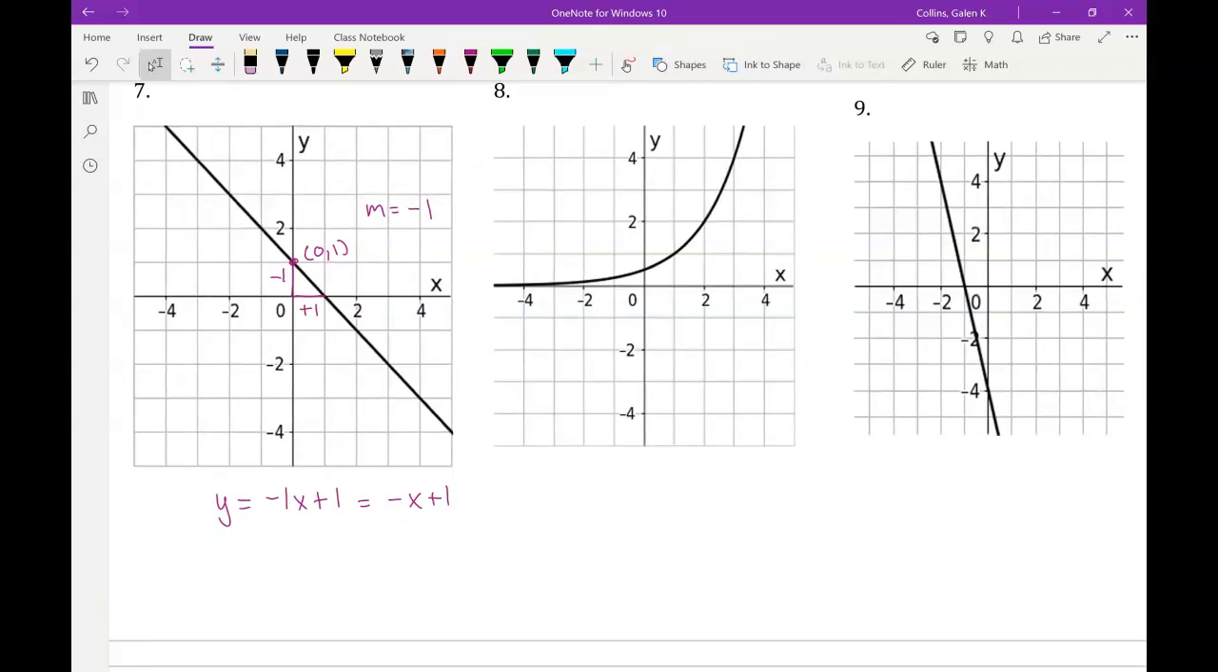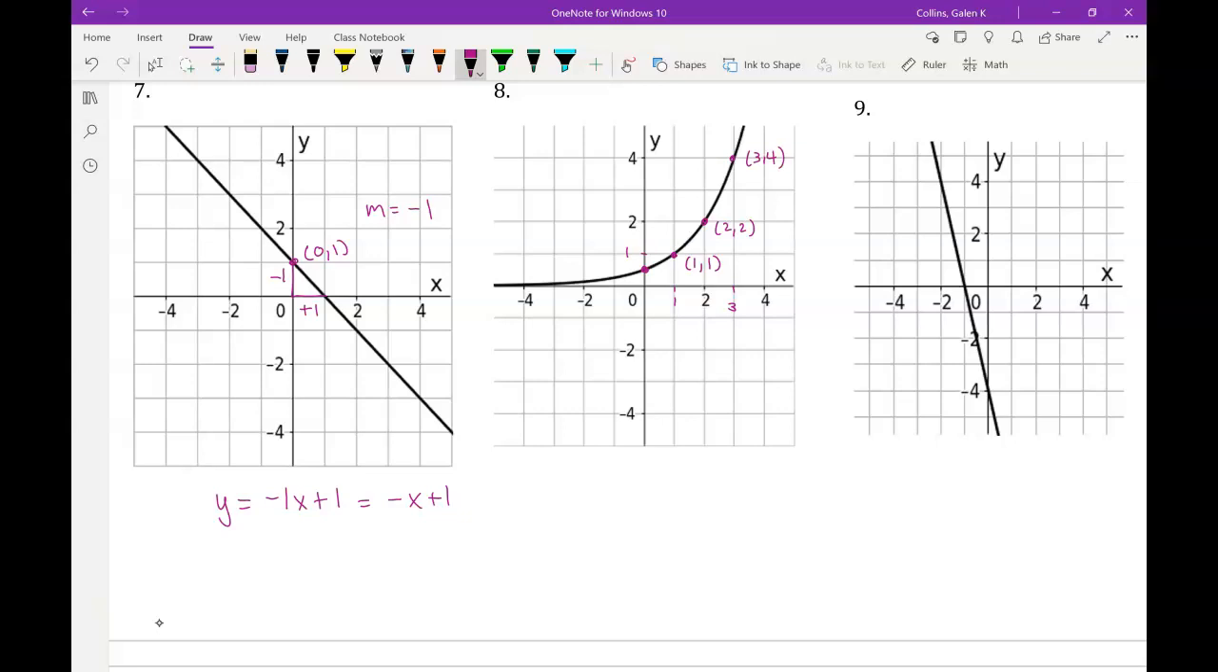For number 8, ooh, this one's a little tricky, so I'm going to be careful. I'm not sure right away. This looks like my y-intercept is 1/2. I don't really want to guess, but I can tell I've got a clean ordered pair here at (1, 1). And then let's see, when x is 2, y is 2. And then when x is 3, y is 4.